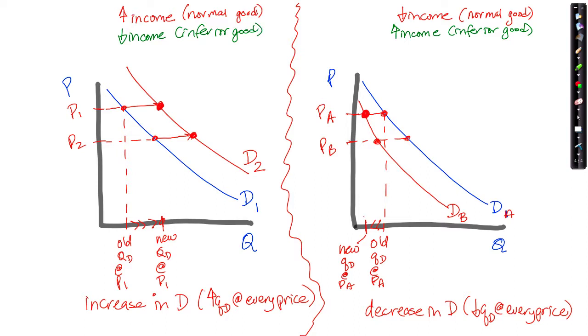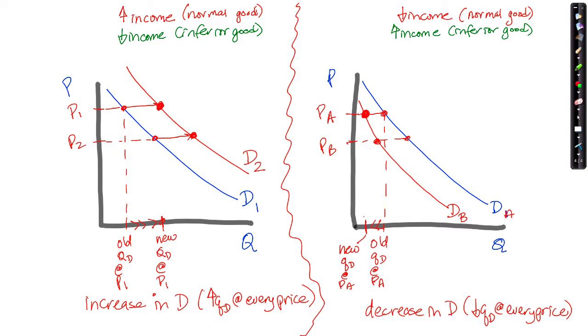So the picture on the left works for income going up if it's a normal good, but income going down if it's an inferior good. And the picture on the right works for income going down if it's a normal good and income going up if it's an inferior good. So you have to know, on average for the economy as a whole, do people flock to this good or away from this good when income goes up? Okay, so that was the first one, income of buyers.